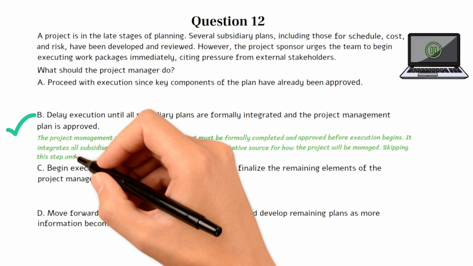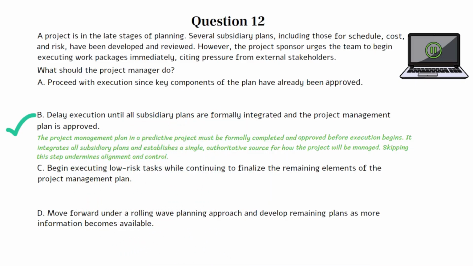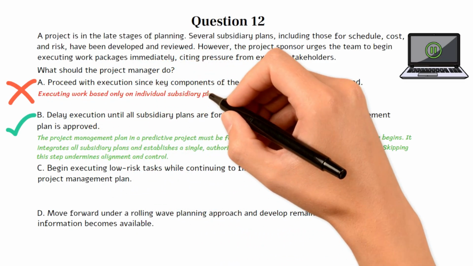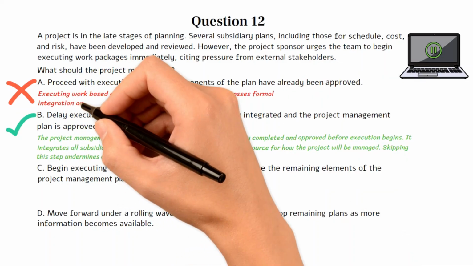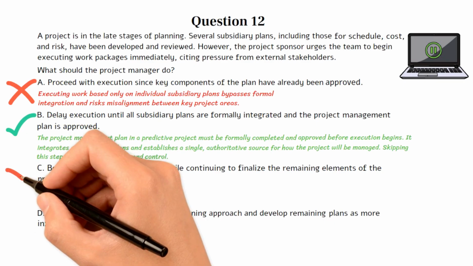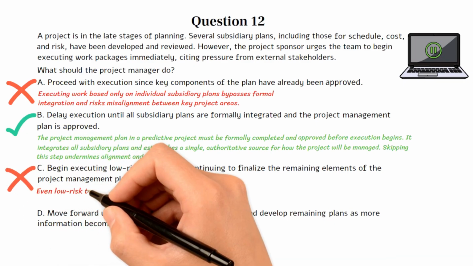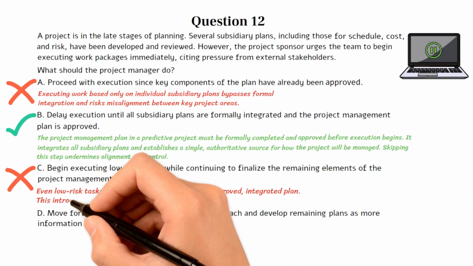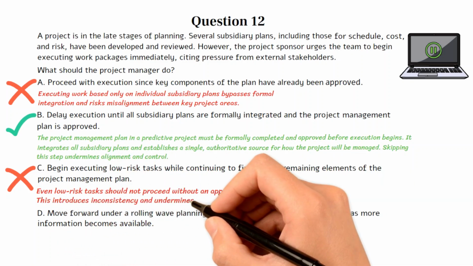Skipping this step undermines alignment and control. Choice A is incorrect. Executing work based only on individual subsidiary plans bypasses formal integration and risks misalignment between key project areas. Choice C is incorrect. Even low-risk tasks should not proceed without an approved, integrated plan. This introduces inconsistency and undermines governance.